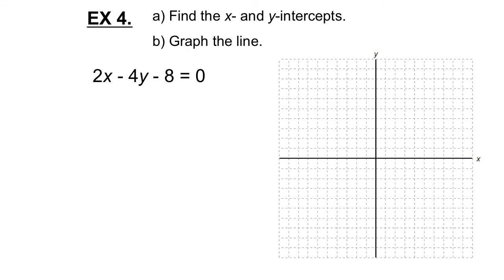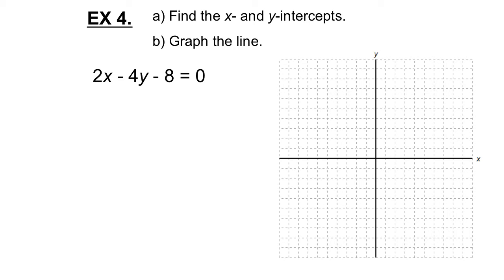In example 4, we're going to do it slightly differently. Now we have an equation, and we're going to find the x and y intercepts from the equation and then graph the line. So we're kind of doing work a little bit backwards to what we have been doing in the previous examples. So how do we find x and y intercepts from an equation? And this equation is not written in y equals mx plus b form. So we can't see the y-intercept just by looking at the equation. We're going to have to do some math to figure it out.